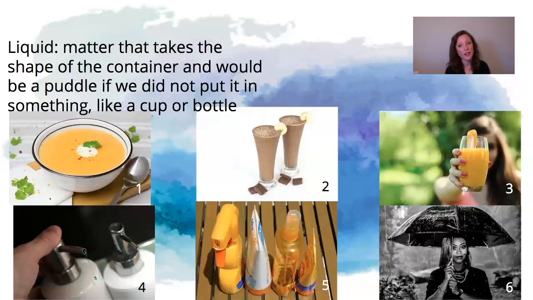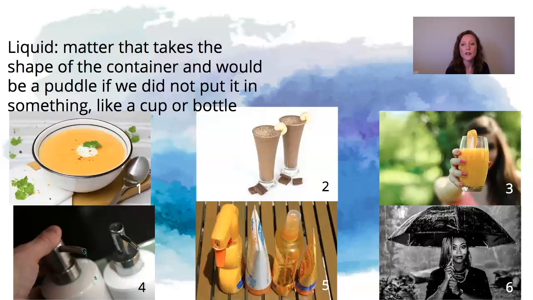Now, picture number 5 is sunscreen. And I think this picture is pretty neat because each container looks a little bit different, but they each have sunscreen in them. Sunscreen is a liquid. If we didn't put it in a container, then it would just become a puddle on the floor. But it takes the shape of the container. That's part of the definition of a liquid.